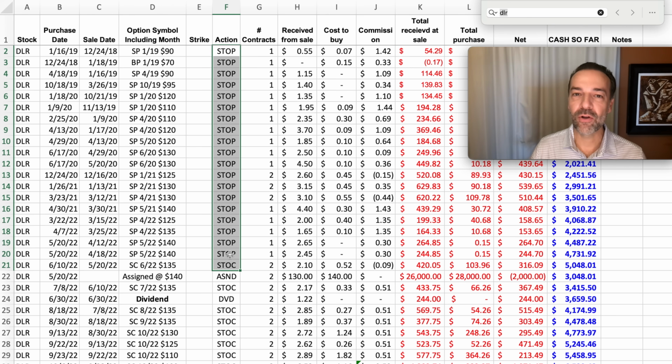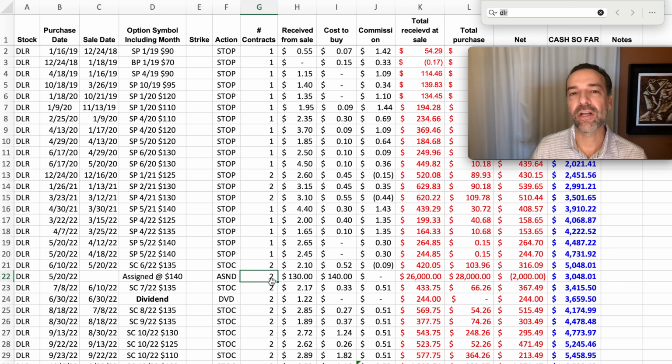Finally, in that area where I showed you on the graph, around May 20th of 2022, we were assigned 200 shares of DLR. Since we had sold the 140 put option, we bought 200 shares of DLR at $140 per share. Then we began to sell covered calls against DLR.